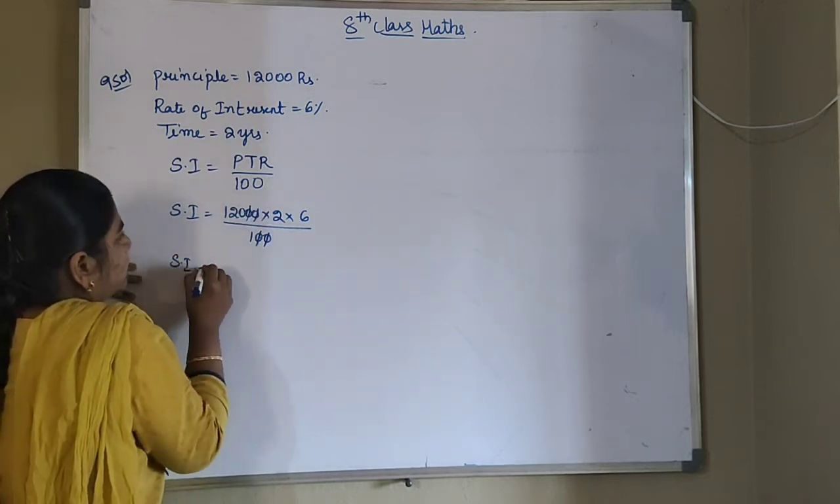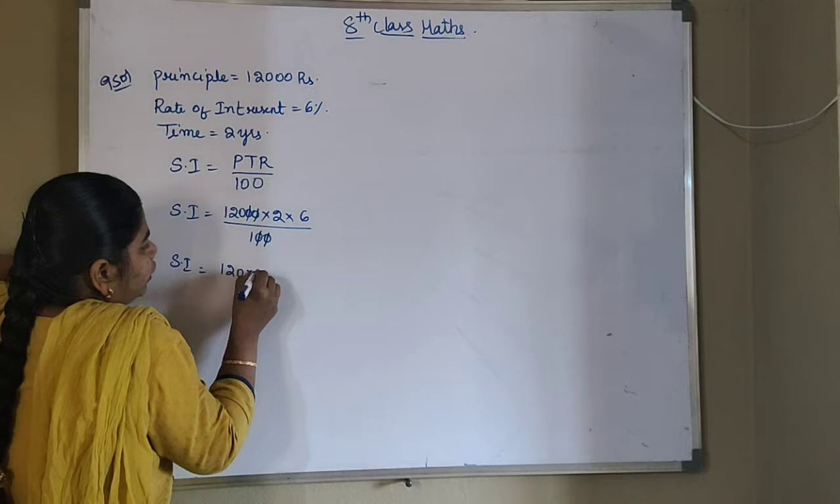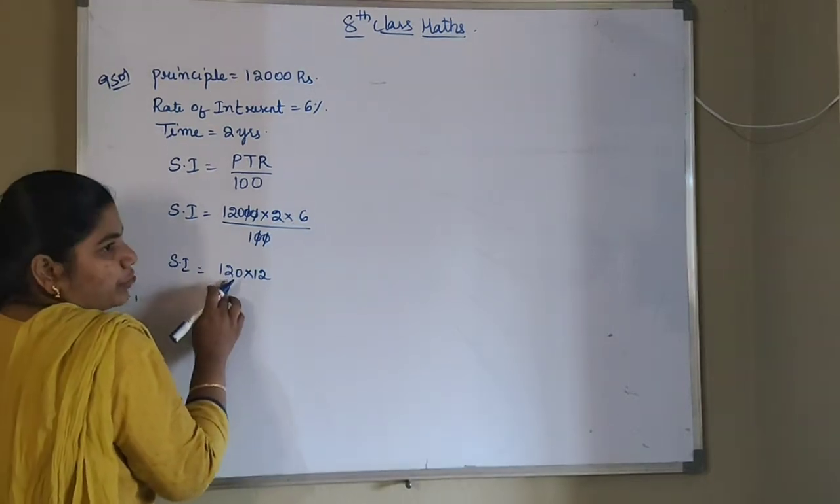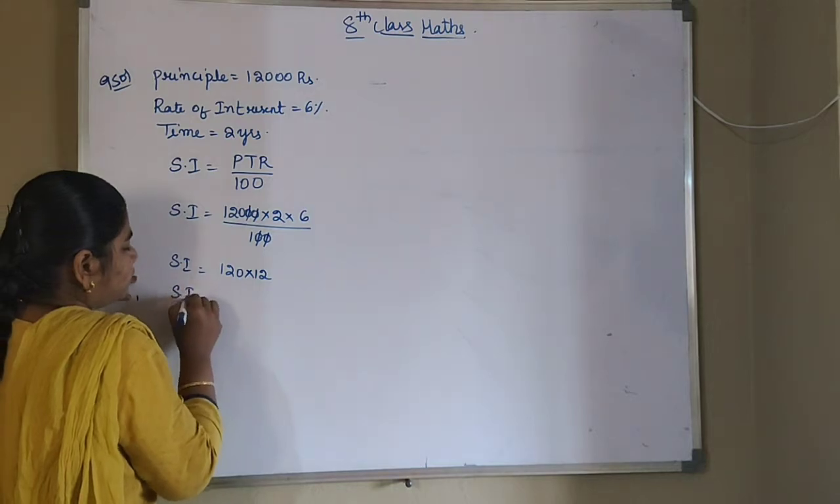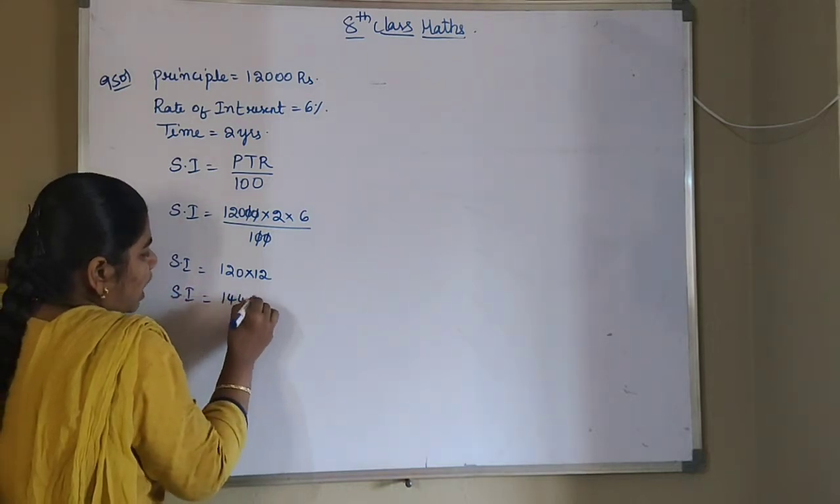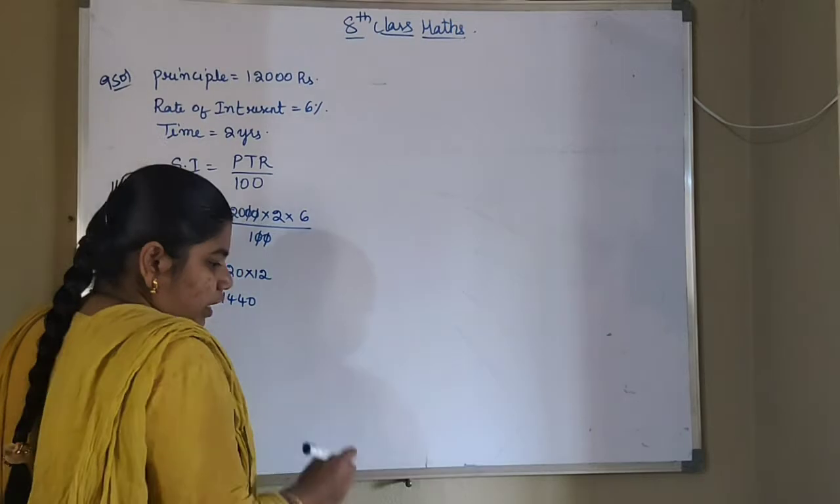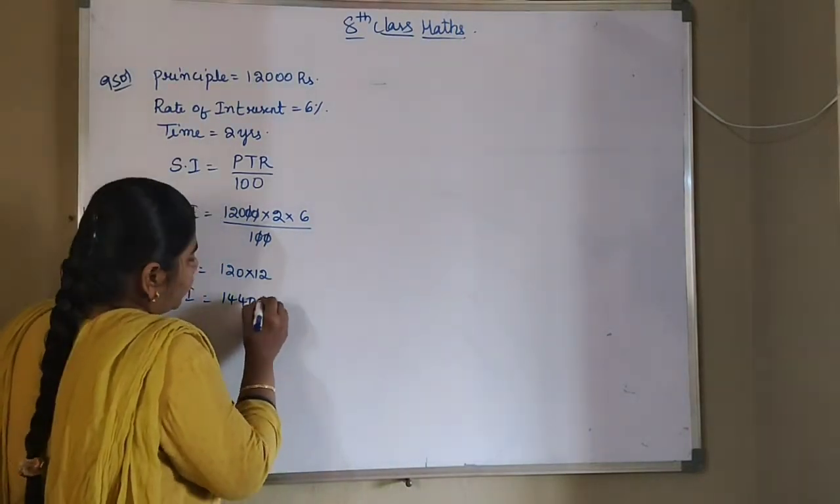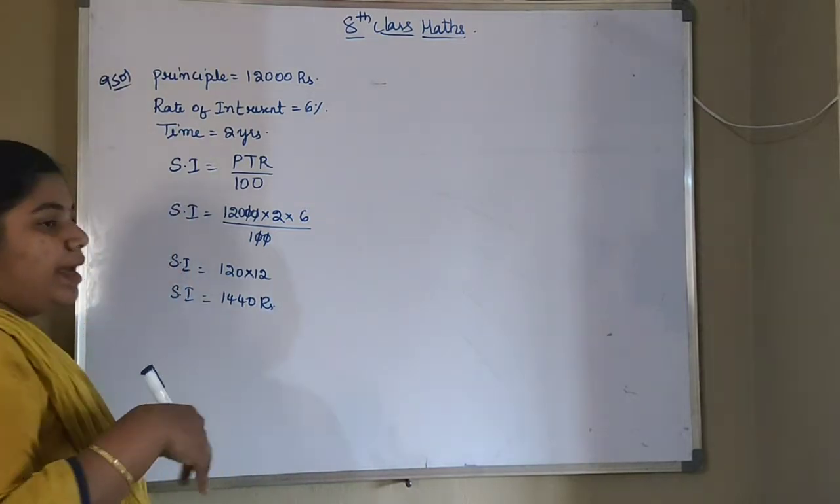So SI is equal to 120 into 6. 2 sixes are 12. So 12 twelves is 144. So that means it will be 1,440 rupees. So simple interest you got as 1,440 rupees.